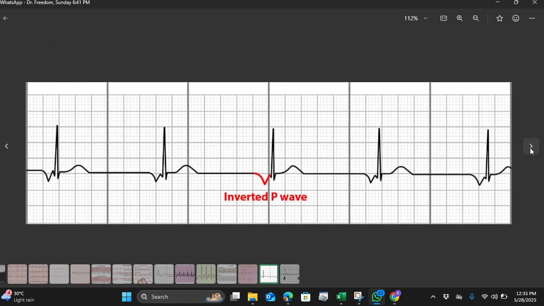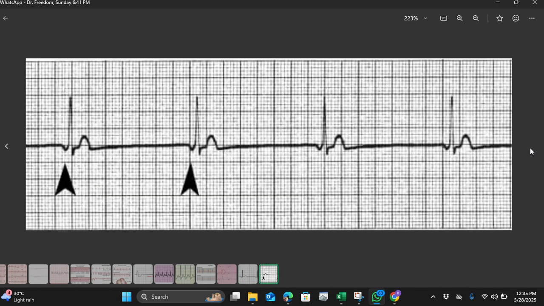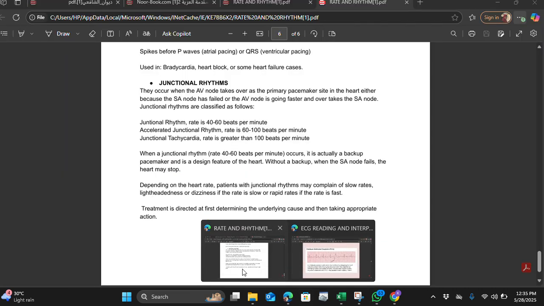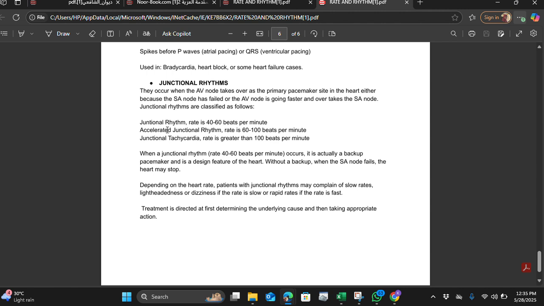Now we have junctional rhythm, where the atria is taking over. That is why we have to look at our P wave, which is inverted. Look here too, it's also inverted. So that's just it. Let me see if there's any other thing we need to note. Junctional rhythm is a backup pacemaker.